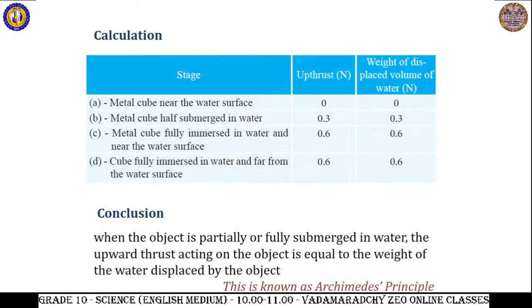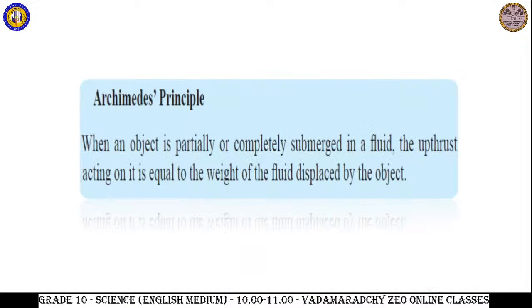So now we can come to this conclusion. When an object is partially or fully submerged in water, the upward thrust acting on the object is equal to the weight of displaced water. This is the Archimedes principle. This was first discovered by the scientist called Archimedes.